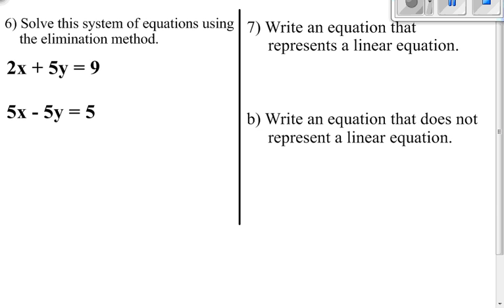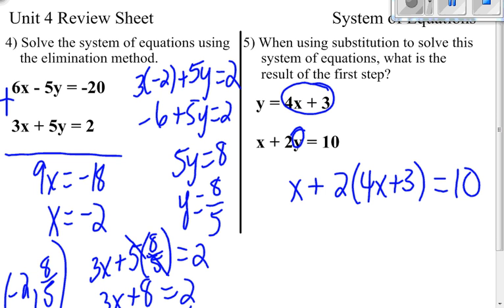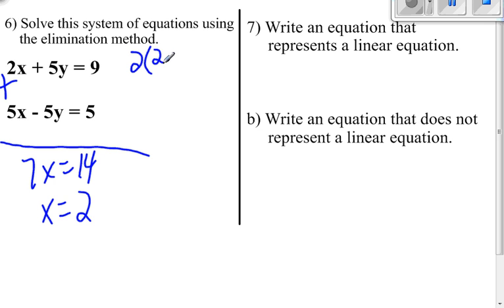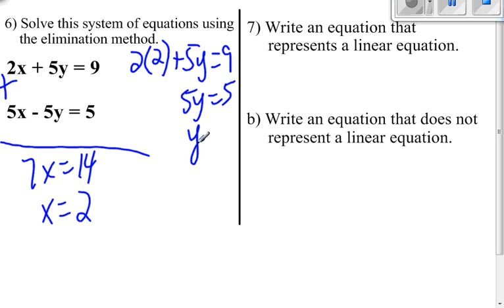Number 6, solve it using elimination. So again, we have a 5y and a negative 5y. So we're going to add. So 7x equals 14. x equals 2. Go back to one of the original equations. 2 times 2 plus 5y equals 9. 5y equals 5. y equals 1. 2, comma, 1.